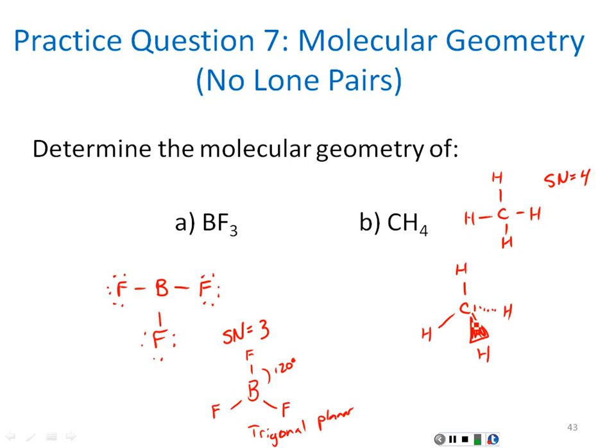Now, the solid wedge indicates that the hydrogen is coming out of the page, and the dashed wedge indicates that the hydrogen is going into the page. So this would be a rough 3-dimensional approximation of methane. So this is tetrahedral molecular geometry, and the bond angle is about 109.5 degrees.